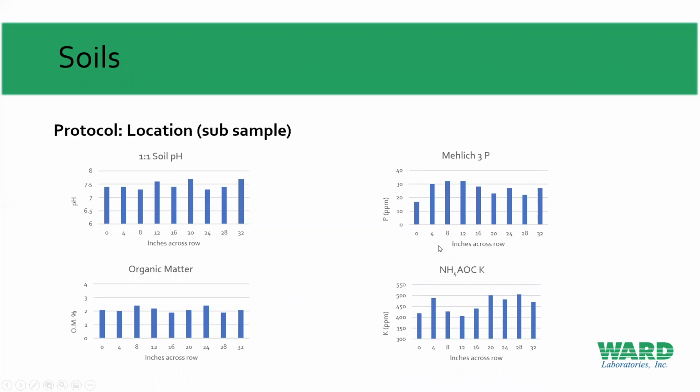But the take home here would be, as you go out to sample, you need to be able to take samples from both within the row and beside the row, and then out in that middle space of the row.